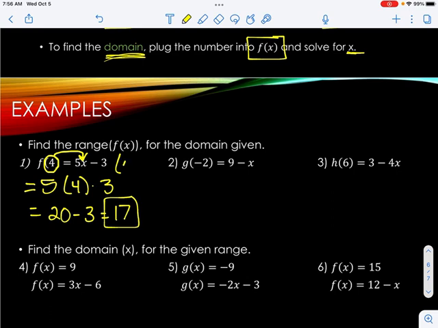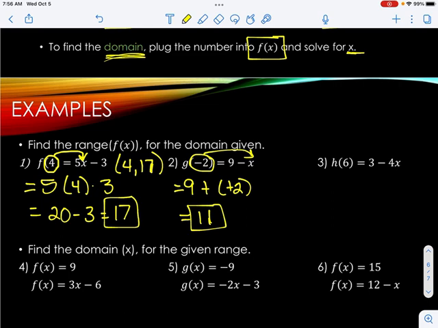What you actually just found was an ordered pair, 4, 17. Okay, that's what you actually just found. The next one that we have is negative 2. We're just going to plug that in. So we go 9 minus negative 2. Remember, subtracting a negative becomes adding a positive, and that would give me a value of 11.